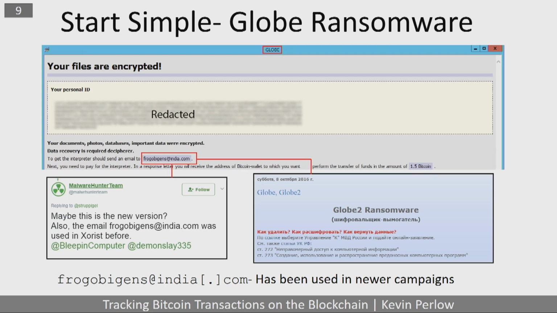So we're going to start simple. We're going to use something called the Globe ransomware. This is not a major ransomware family, but it illustrates what we're doing pretty well. I did redact the personal key, but you can imagine having one of these messages show up on your screen, and I think most of the people in this room have either handled an incident or do malware analysis. You're familiar with these. What this message says is to email frogobiggins@india.com, and if you email him, tell him you've been infected, and give him your ID, which we redacted here, he'll give you a Bitcoin address. You can also see that there's a price of 0.5 Bitcoins that you're going to have to pay.